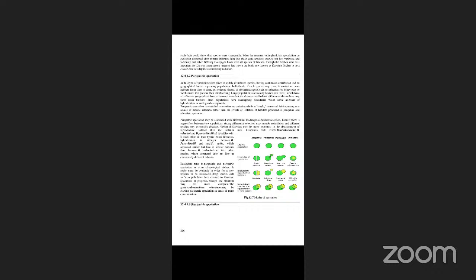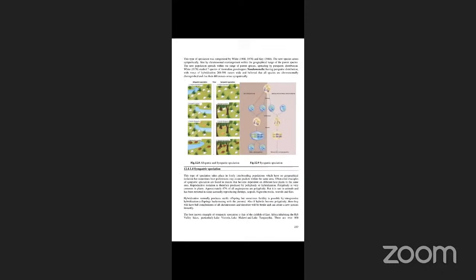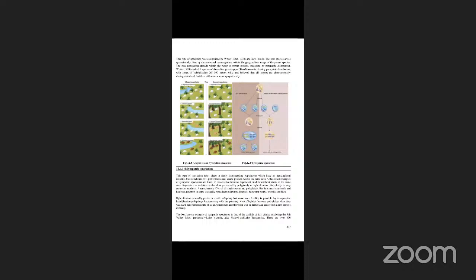Then parapatric speciation, where the species is widely distributed. It is a continuous distribution with no geographical barrier, and individuals of each species may come in contact and cross habitats. So there is no geographical barrier, and they can mate or contact each other. Then stasipatric speciation is characterized by the new species arising by chromosomal rearrangement within the geographical range of the parent species. So within the same species, there are some chromosomal variations and their genetics will change within the same group.